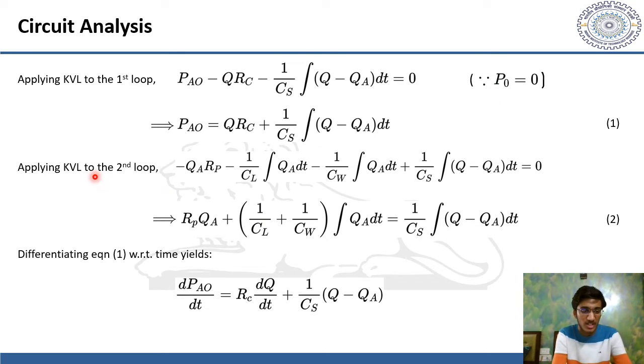Furthermore, applying KVL to the second loop yields minus QA times RP minus 1 over CL times the integral of QA dt minus 1 over CW times the integral of QA with respect to t plus 1 over CS times the integral of Q minus QA with respect to t, and that is equal to 0. Now, differentiating the first equation with respect to time yields d by dt of PAO is equal to RC times d by dt of Q plus 1 over CS times Q minus QA.